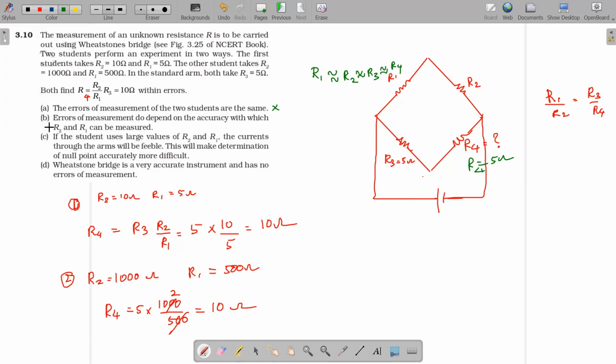So the second option: error of measurement does depend upon accuracy. Yes, accuracy depends on which R1, R2 can be measured. So accuracy depends on R2 and R1, and the results depend on accuracy. So this must be correct.